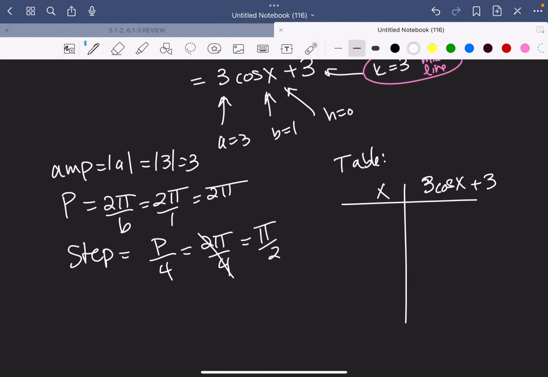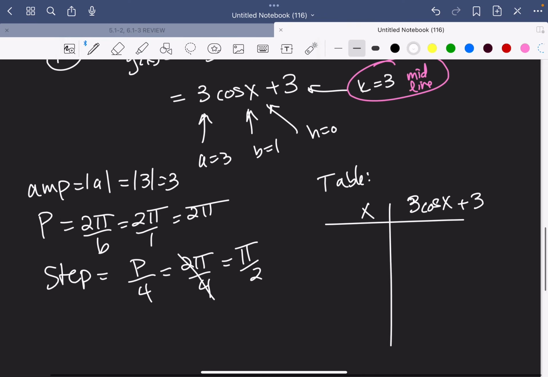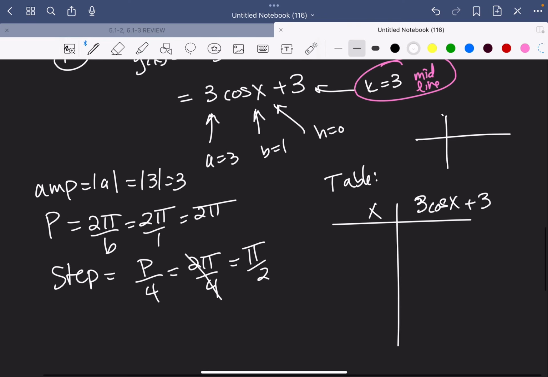Okay, back at it. We've got 3 cosine 3x, so now we're ready for our table. Well, we know that cosine, the basic graph, starts up here at 1, goes to 0, goes to -1, goes to 0, and then goes to 1. So it looks like this, right?